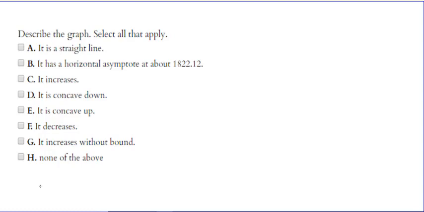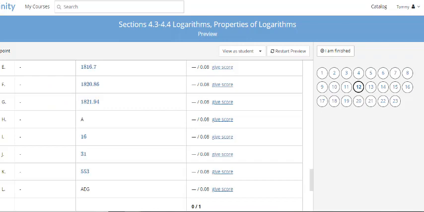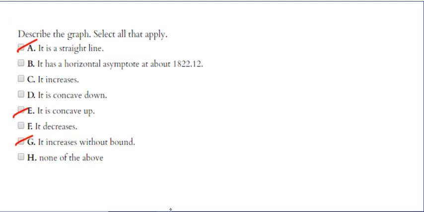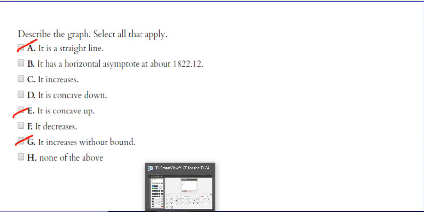They're saying it's AEG. That's not a straight line. That's what I don't understand. They're saying it's these. Select all the AEG right there. I don't necessarily agree with that, because it's not a straight line. It has a horizontal asymptote. I mean, you can look at it. So there, we'll leave it at that.